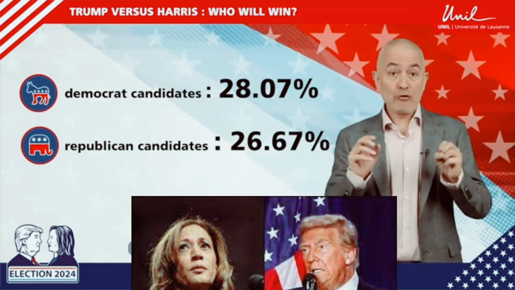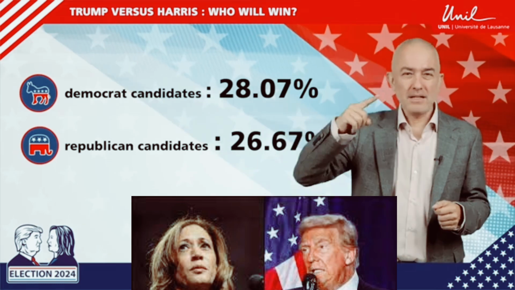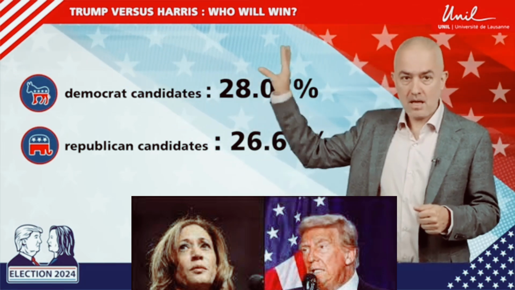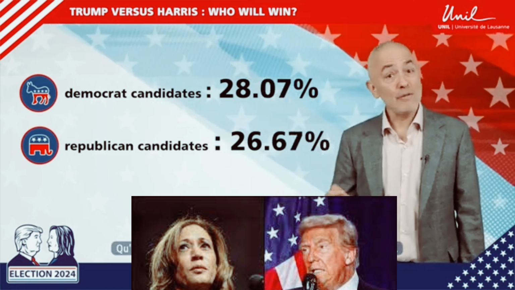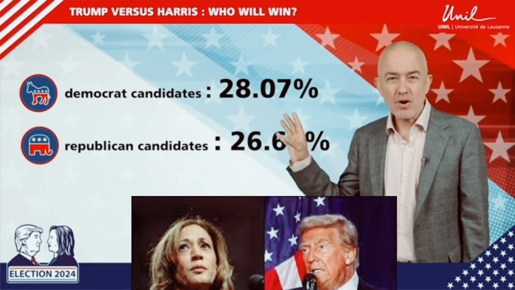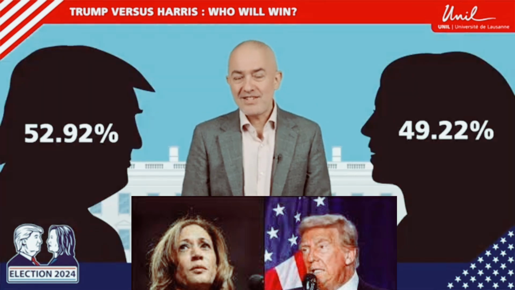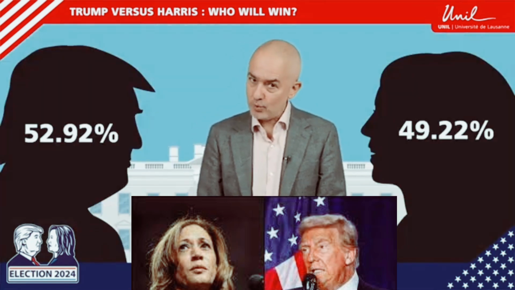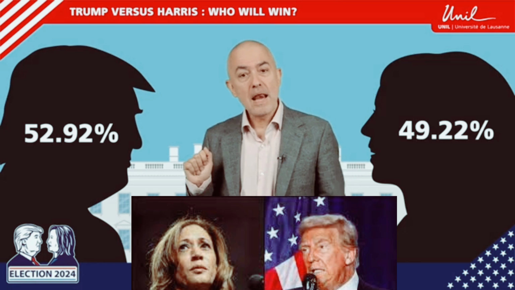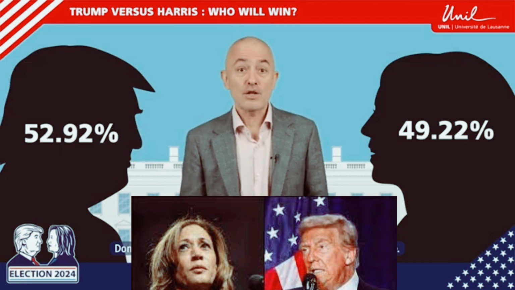The average score for a Democratic candidate is 28.07%. That means when we go back to 1916 and we take the average of all Democratic candidates, the average Democratic candidate is here. How about the Republicans? Well, their average score is 26.67%. So this gives us a good baseline to compare where Kamala Harris and Donald Trump are on our charismometer. And as you can see here, Kamala Harris is at 49.22%, and Donald Trump just pips her at 52.92%. So Donald Trump has got an advantage insofar as charisma is concerned.